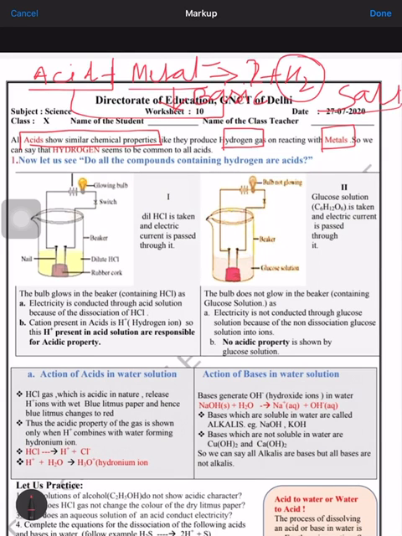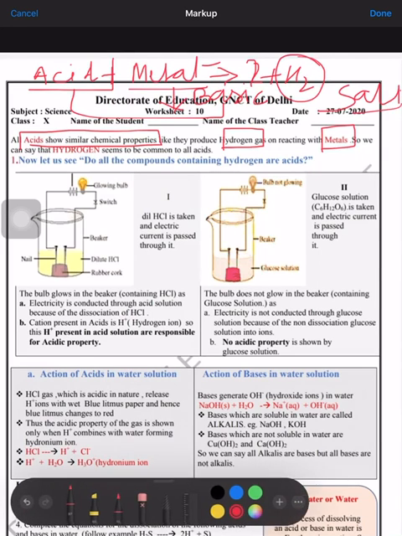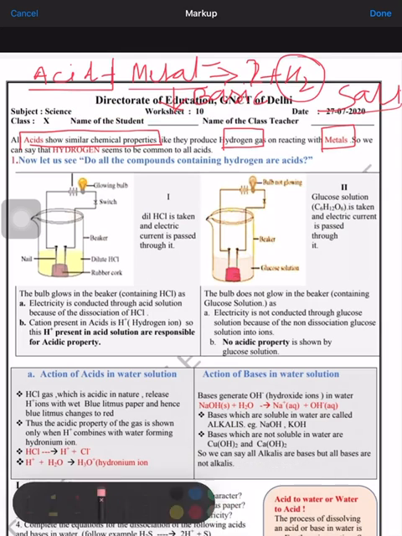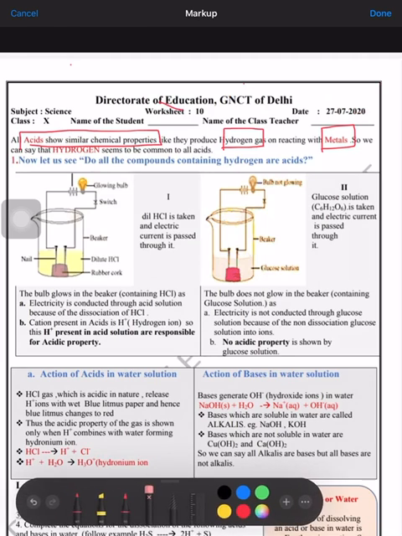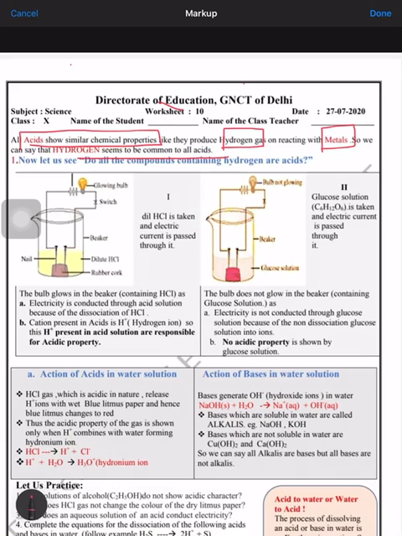Remember this thing, that whenever an acid reacts with a metal, it will give you a salt plus hydrogen gas. So we can say hydrogen seems to be common to all acids. So the common point here is that hydrogen is common to all. Now let us see: are all the compounds containing hydrogen acids? That means, are the compounds having hydrogen acids or not?